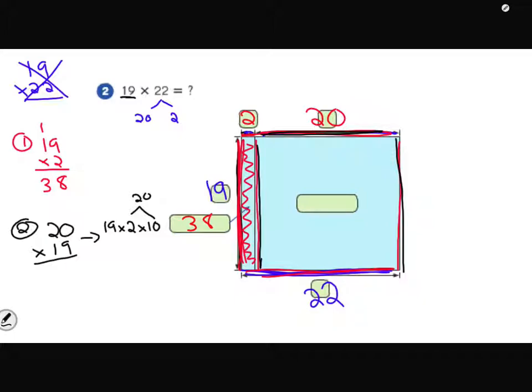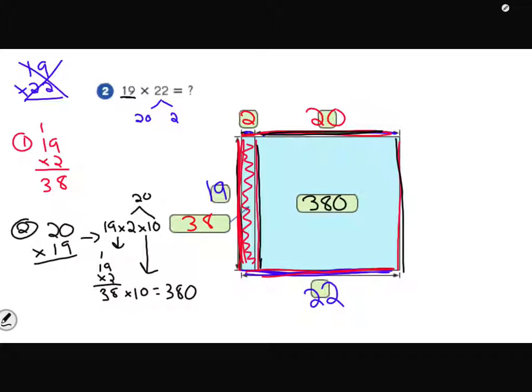I'm going to first do 19 times 2. 9 times 2 is 18. 2 times 1 is 2, plus 1 is 3. But then I have to remember that times 10, and I get 380. So then I know that inside here is 380.